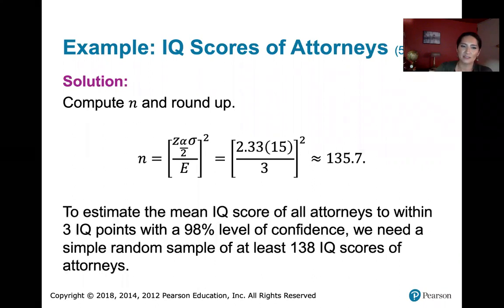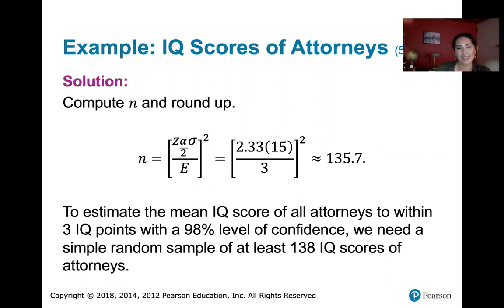So this is how I would interpret this. To estimate the mean IQ score of all attorneys to within 3 IQ points with a 98% level of confidence, we need a simple random sample of at least 138 IQ scores of attorneys. Now, when we do that, we're going to come up with a confidence interval, and the margin of error is going to be no more than 3 points. And what we'll be able to say is that we'll have 98% confidence that the true value of the mean IQ score of attorneys lies within that 6-point range, because the margin of error is plus or minus 3.